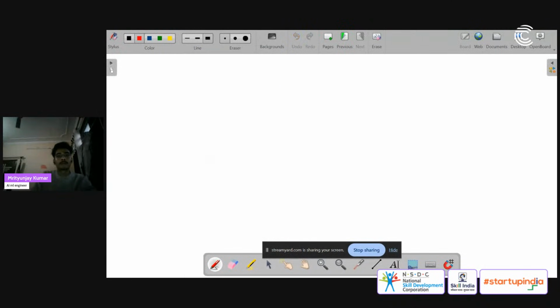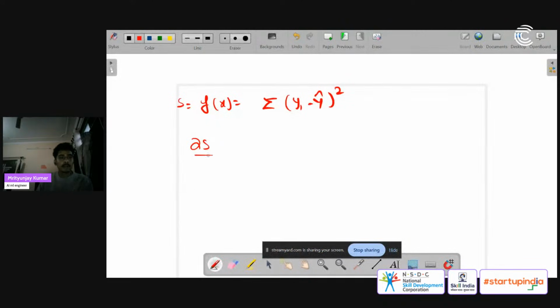Okay. So for the function f(x), we already have the summation of yi minus y hat, whole square, right? Or we can call it s. Currently we are going to differentiate this with respect to x. After differentiating this, what will we get?